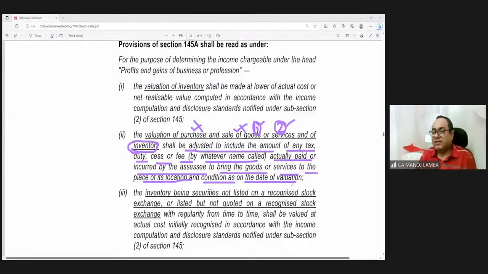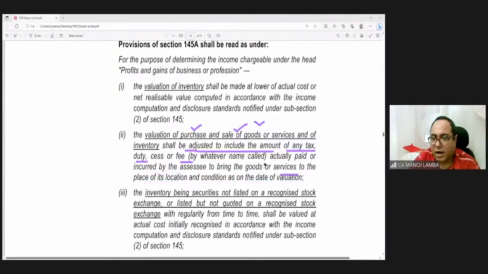But we are not following the same. The valuation of purchase, sale of goods or services and inventory shall be adjusted to include the amount of any tax, duty, cess, fee by whatever name called, actually paid or incurred by the assessee to bring the goods and service to its present location and condition as on the date of valuation. So it is all about inventory point of view, but the taxation quality audit review board says on that.